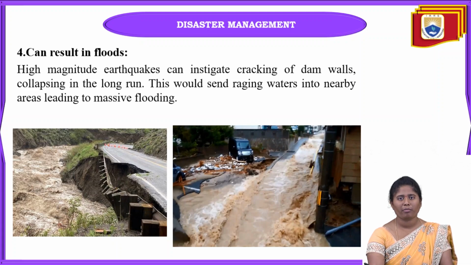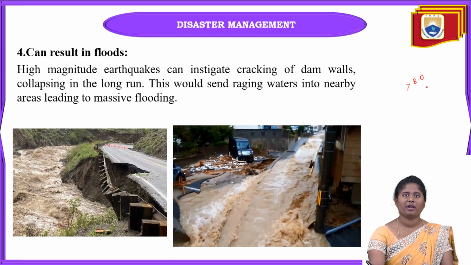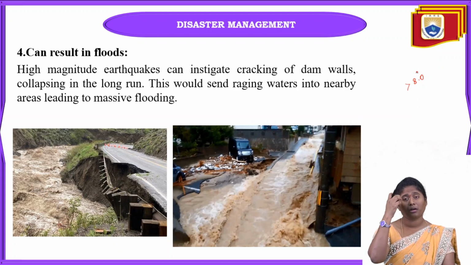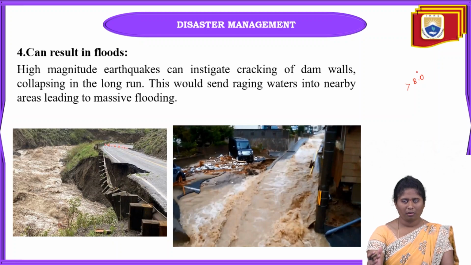When any high magnitude earthquake, somewhat greater than 8.0, happens near a dam, when these dams are located in that area, there will be cracking of the dam walls, and that will result in the collapse of the long run. From those cracks, water will flow to the nearby areas, which will hugely cause floods.